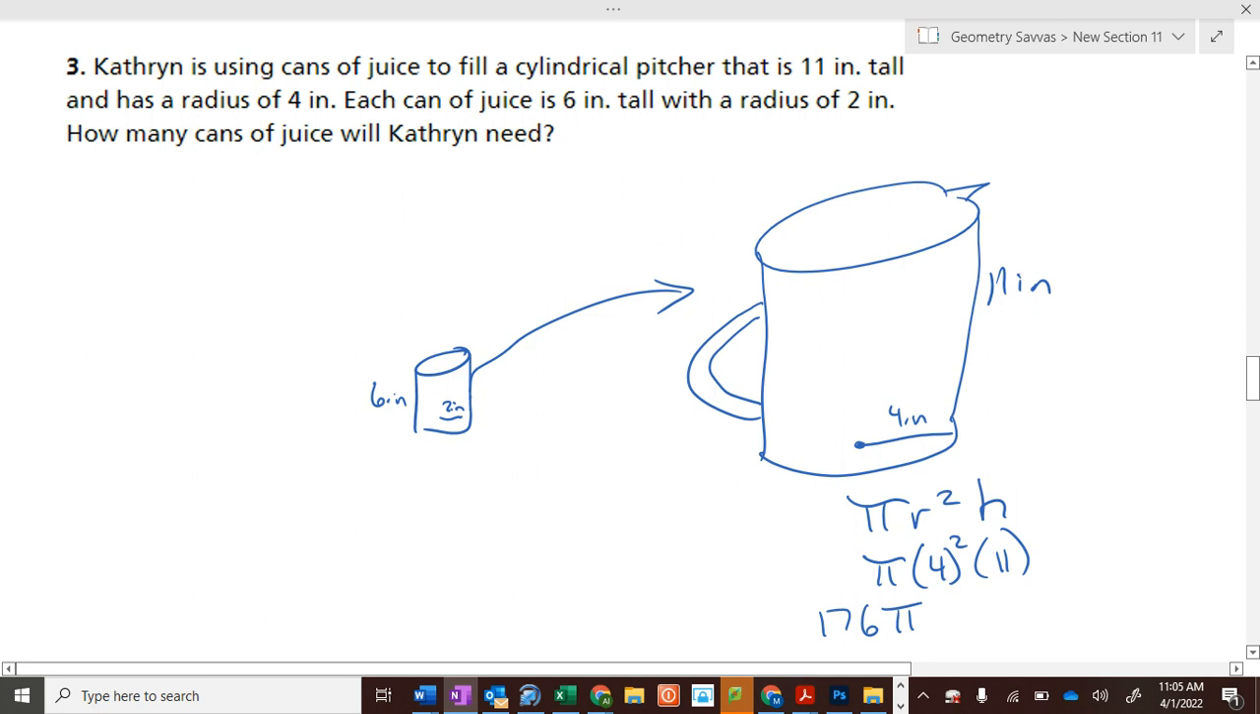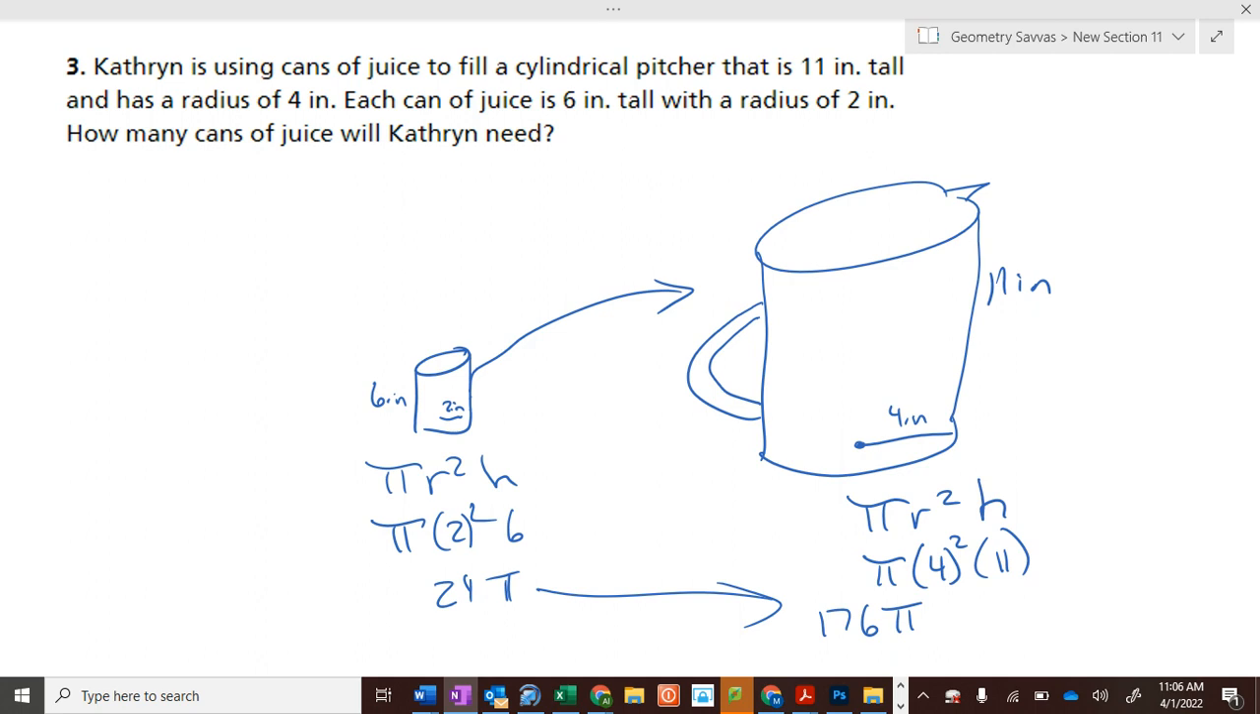Okay? The little cans. What's the difference of the formula from the big pitcher to the little can? Nothing. They're both cylinders. So it's still pi r squared h. Pi times 2 squared times 6, which is 4 times 6, or 24 pi. How many times does 24 pi go into 176 pi? Add, subtract, multiply, or divide? Divide. So she needs 7.3 cans?